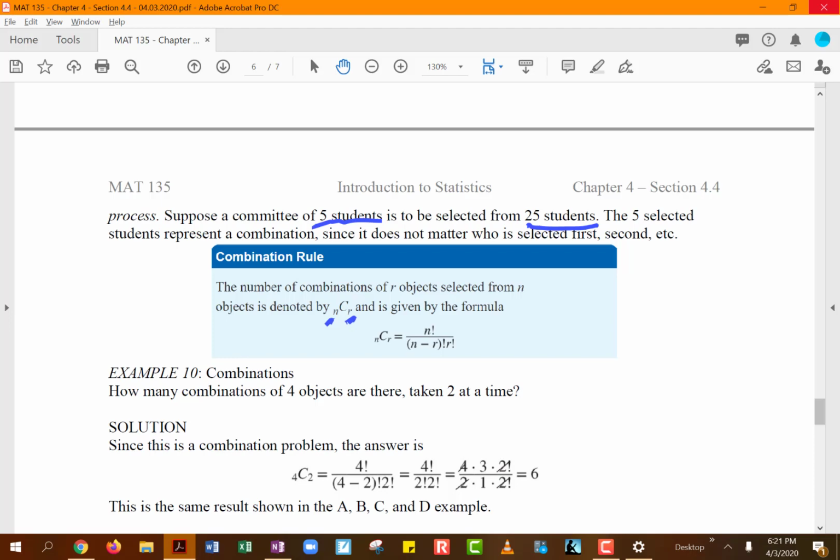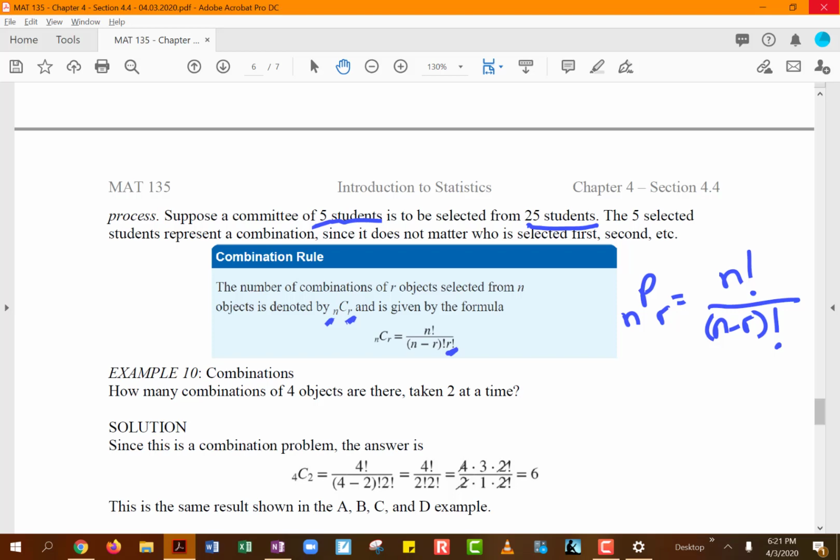You should notice that the formula is very similar to your permutation formula, which was n factorial divided by n minus r factorial. The only difference is we are now bringing in this r factorial as part of our combination rule. So to change from permutation to combination, you also divide by r factorial, because that r factorial you're dividing by is getting rid of any repetitions that you might have. That's what that little r factorial does.